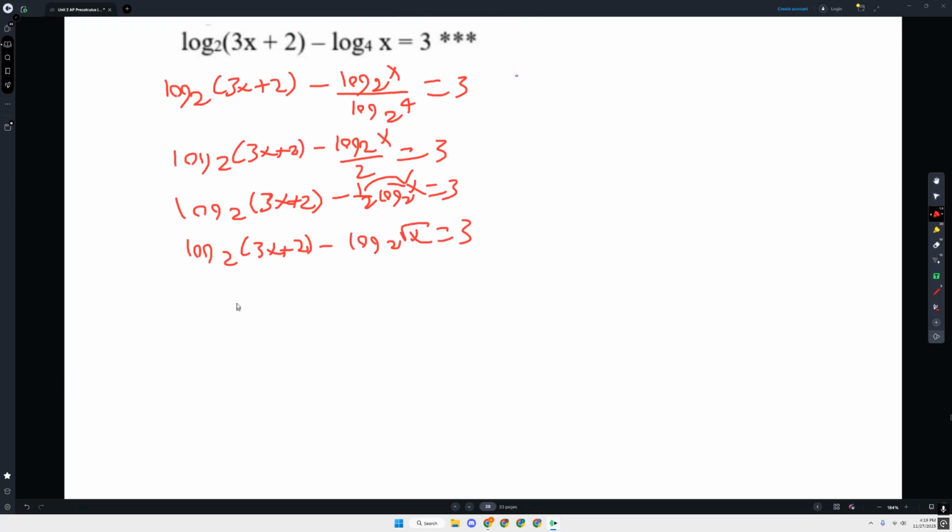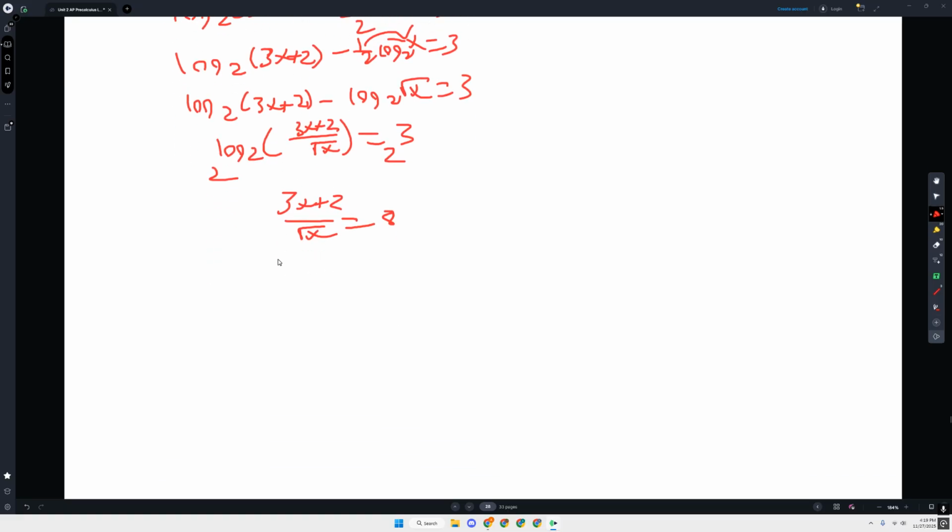From there, we're going to combine. So this would be log base 2, or we're going to condense, same thing, which would be (3x plus 2) divided by the square root of x is equal to 3. I'm going to raise both sides to the power of 2 to cancel out the log. So that would be (3x plus 2) divided by the square root of x equals 8. From there, we're going to simplify that a bit more. So that would be 3x plus 2 equals 8 square root x.